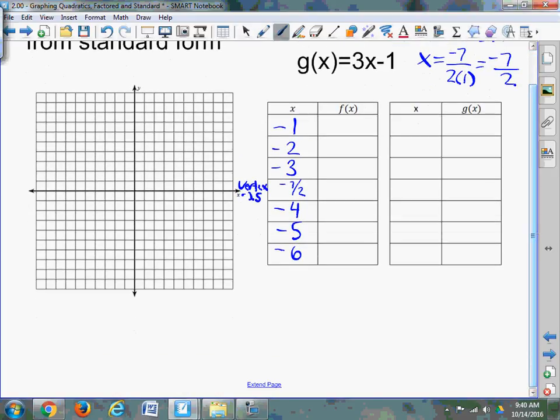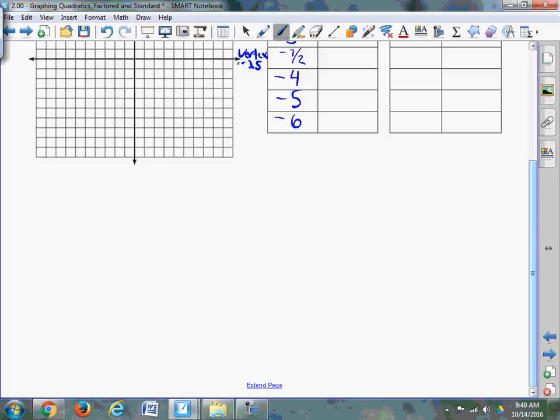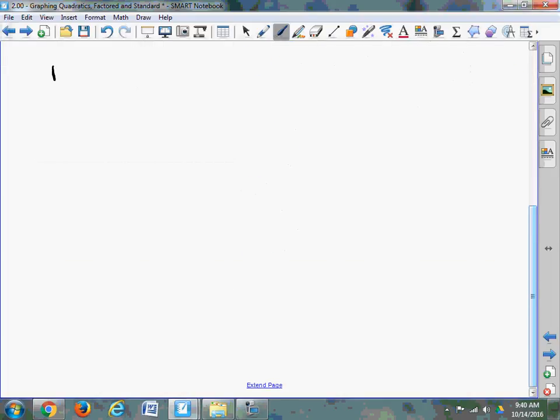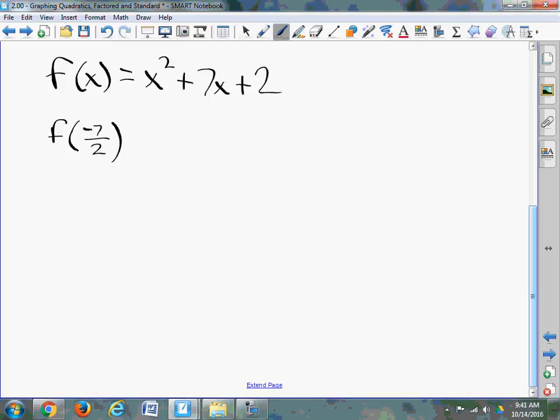All right, so I'm going to extend the page. We're going to have some scratch work down here. Remind myself f of x is x squared plus 7x plus 2. All right, so f of negative 7 halves, so if I plug in negative 7 halves, that is negative 7 halves squared, plus I'm also plugging in negative 7 halves for the other x. So 7 times negative 7 halves plus 2.